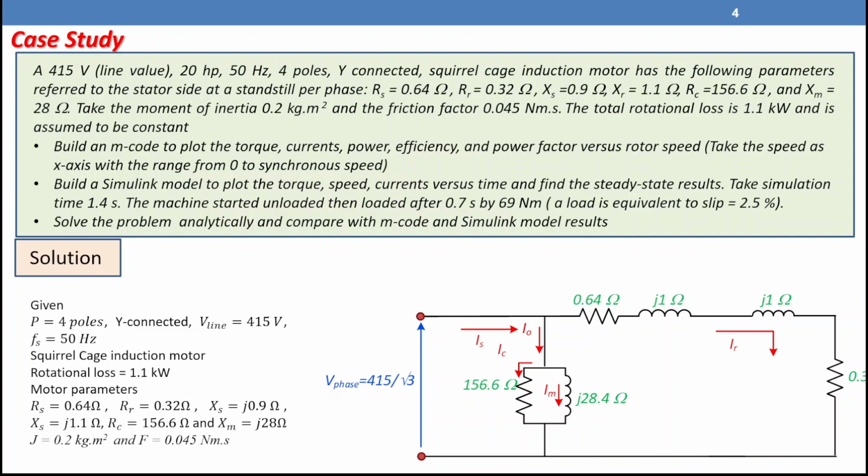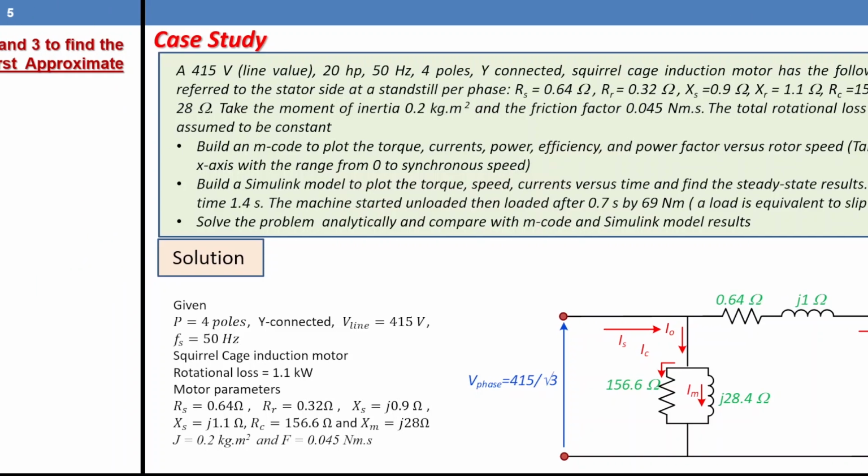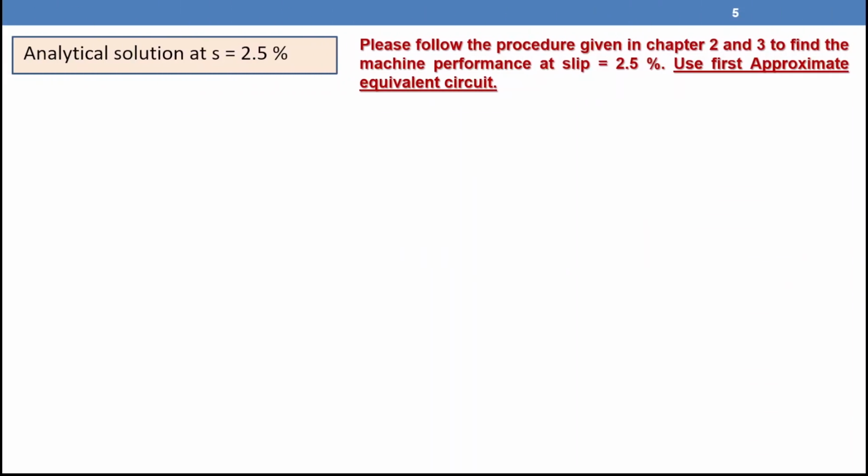Here we have all the data given in the problem and we have the equivalent circuit. Let's look at the problem if we solve it using the first approximate equivalent circuit and what the results are for the analytical solution. To solve the problem analytically, we need a specific slip, so here we are going to choose S equals 2.5%. If we are going to solve the problem for the whole slip range, this is why we need the M-code. My advice to you is to return to the chapter 2 and 3 videos, see how we solve this problem using the first approximate equivalent circuit, and then compare your results with my results.